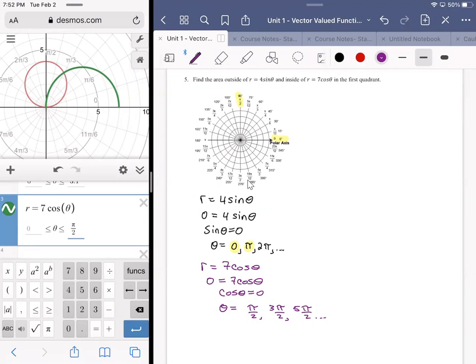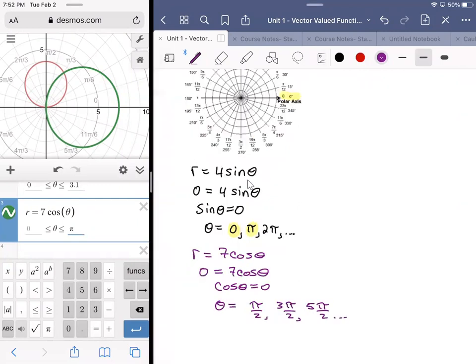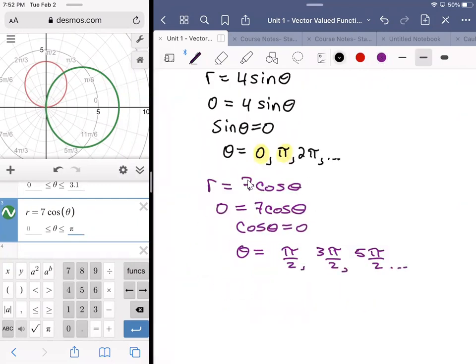Now, I don't need much more than that, but it's useful information, right? So that tells me by extension that if I go from 0 to pi, then I'm going to get one full circle, right? Now, as it turns out, if I want to be in the first quadrant, we have r is equal to 4 sine of theta. I want that happening over 0 to pi over 2.